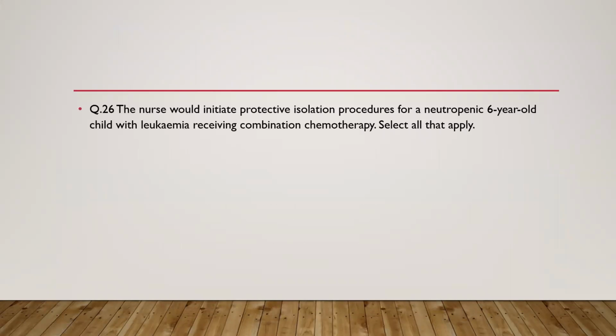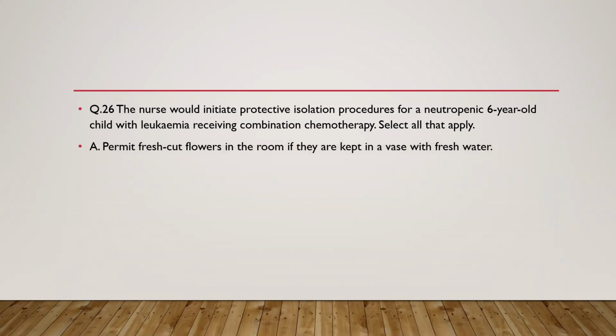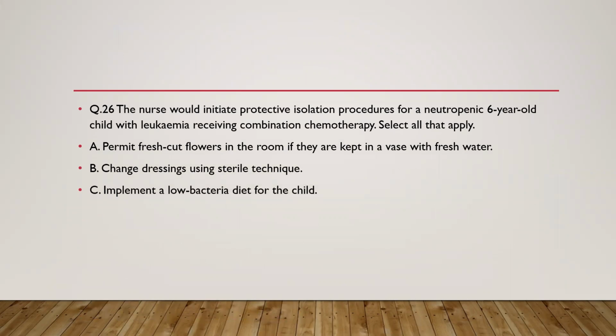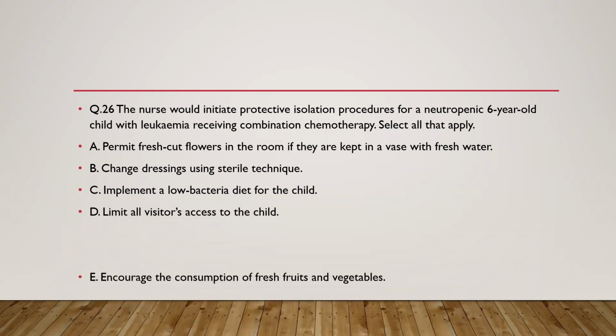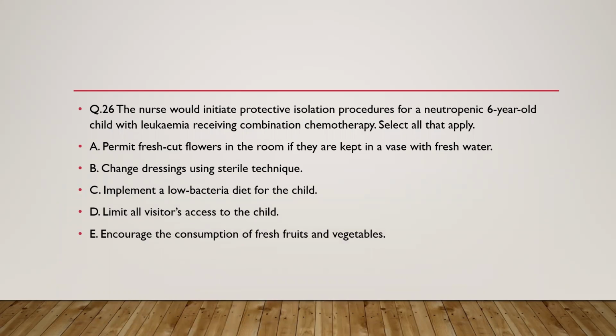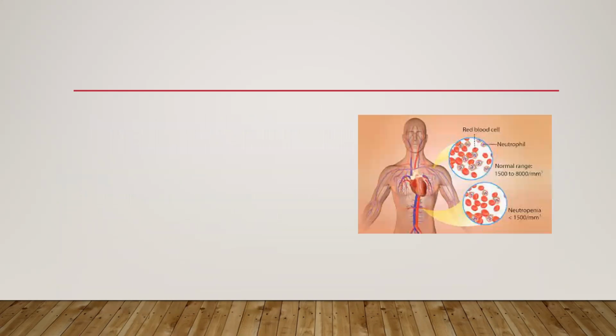The nurse would initiate a protective isolation procedure for a neutropenic 6-year-old child with leukemia receiving combination chemotherapy. Select all that apply. Permit fresh cut flowers in the room if they are kept in a vase with fresh water. Change dressing, use sterile techniques. Implement a low bacteria diet for the child. Limit all the visitors' access to the child. Encourage the consumption of fresh fruits and vegetables. Perform meticulous hand washing before caring for the child.